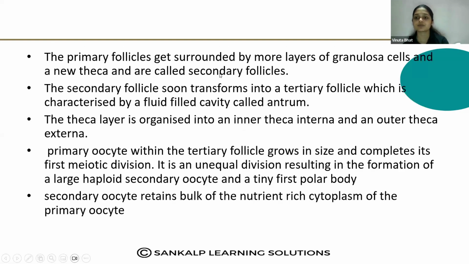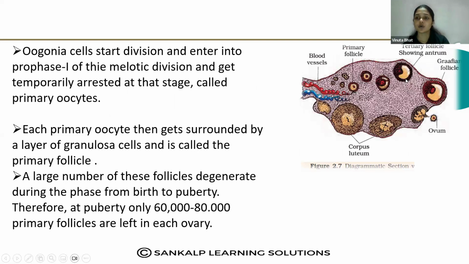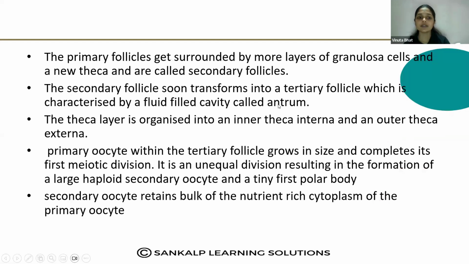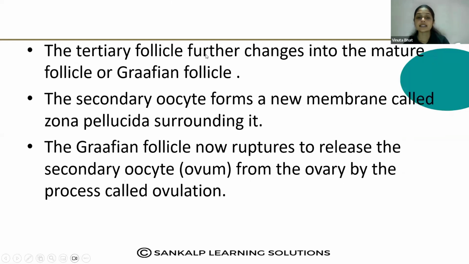So inside the tertiary follicle, what is formed? The secondary oocyte is formed, and this tertiary follicle develops into the mature Graafian follicle. Here you can see the secondary oocyte and the antrum, and this characteristic arrangement of the granulosa cell layer is called the Graafian follicle. Inside the Graafian follicle, the secondary oocyte is there, which forms a new membrane called the zona pellucida surrounding it.